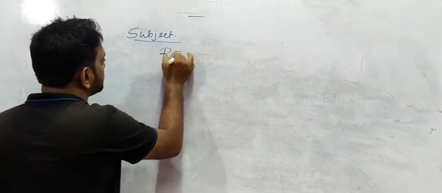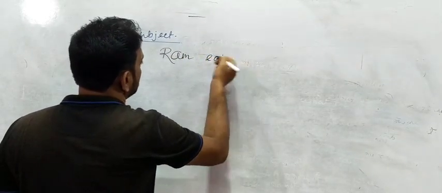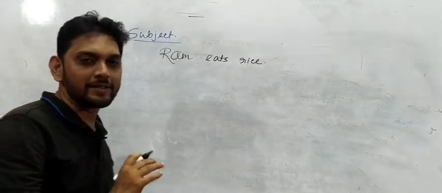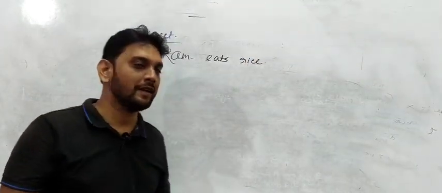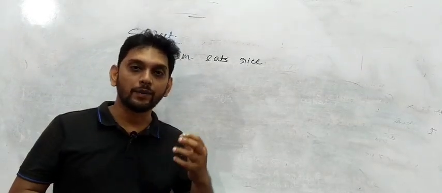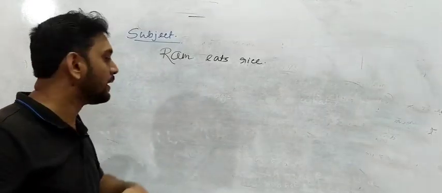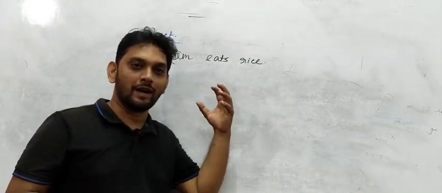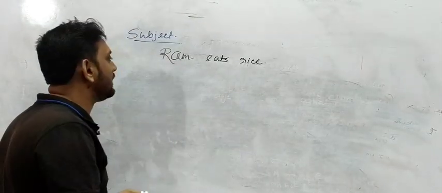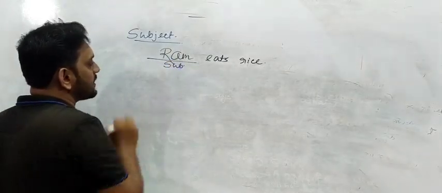Let's write a very simple sentence: Ram eats rice. I have written a sentence over here, and all of you have seen that. If I ask you how to find the subject in this sentence, you can easily find it. Who is the subject over here? You can tell very easily. Yes, Ram is the subject of this sentence.